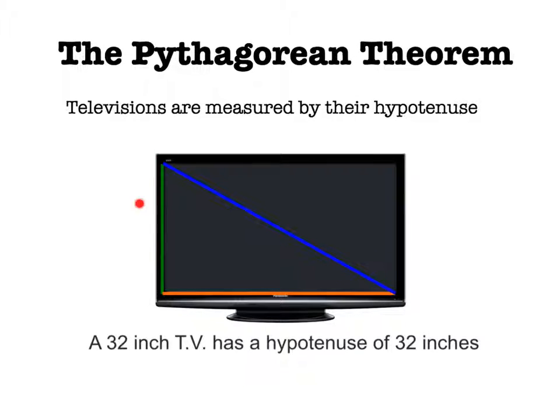So here, I drew a triangle on a TV, and let's say this is a 32-inch TV. The length would not be 32 inches, nor the height. It would actually be the hypotenuse. So a 32-inch TV has a 32-inch hypotenuse.